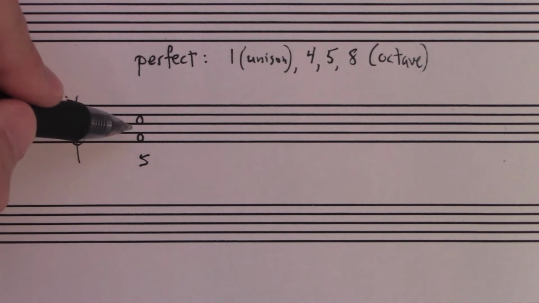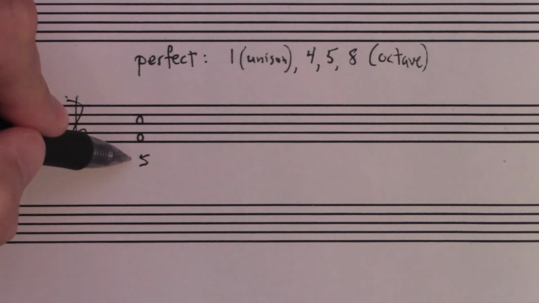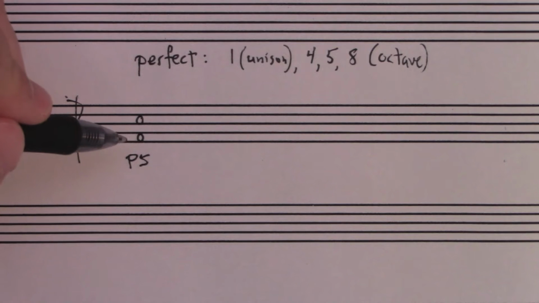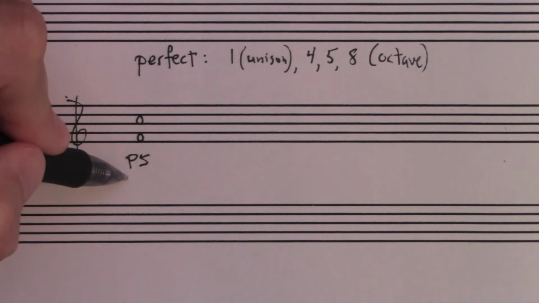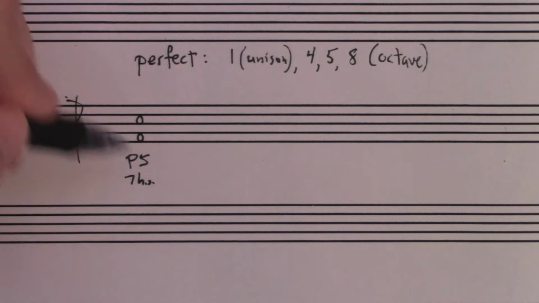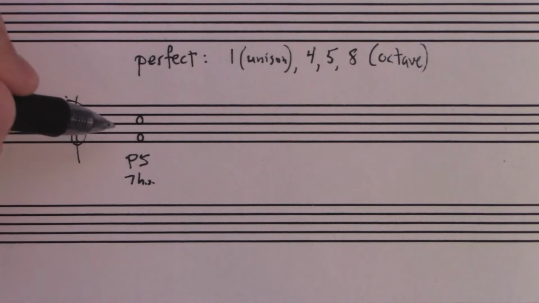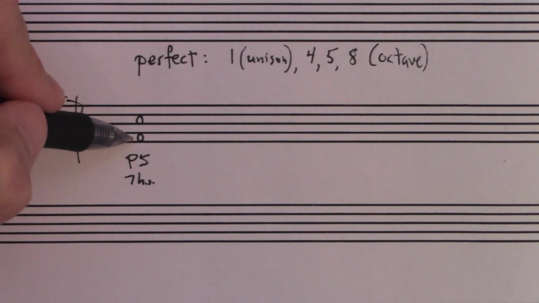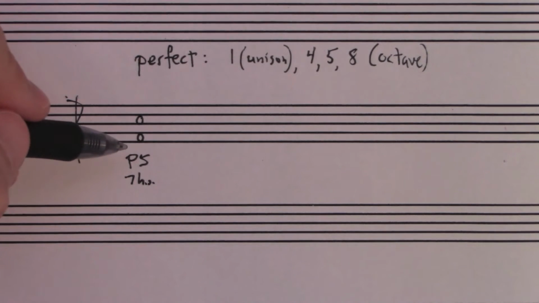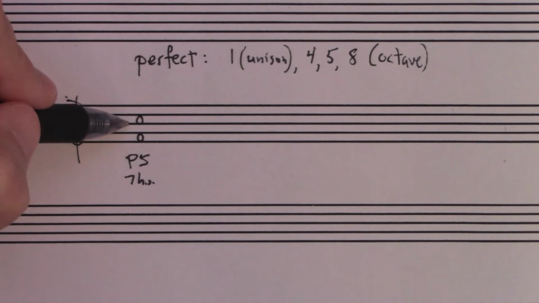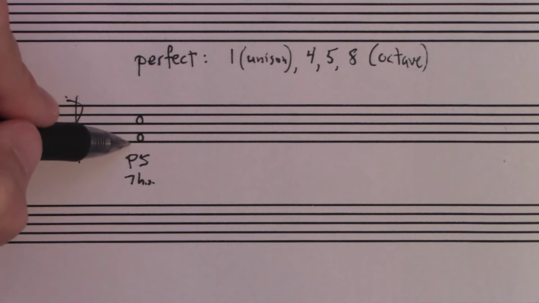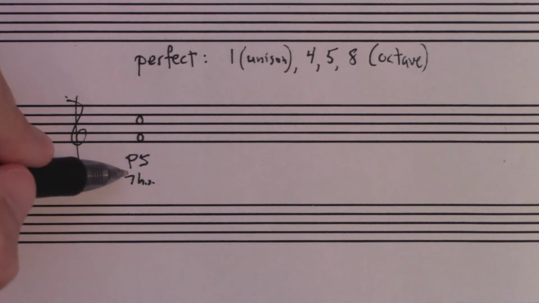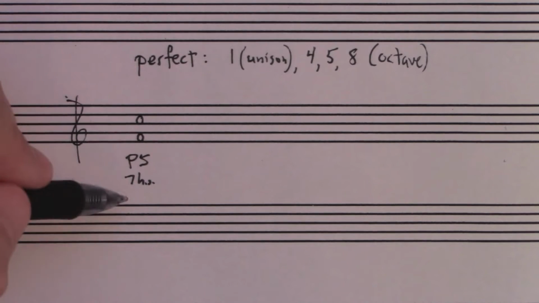Now, for it to be a perfect fifth, it must have 7 half steps from F to C. There's our F. Then we go 1, 2, 3, 4, 5, 6, 7 to C. F to C, 7 half steps is a perfect fifth.